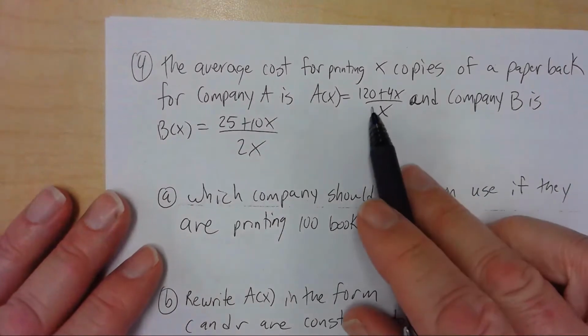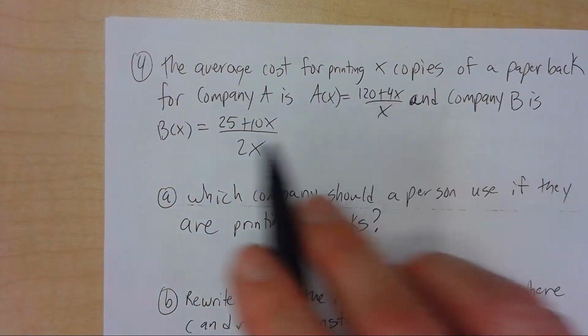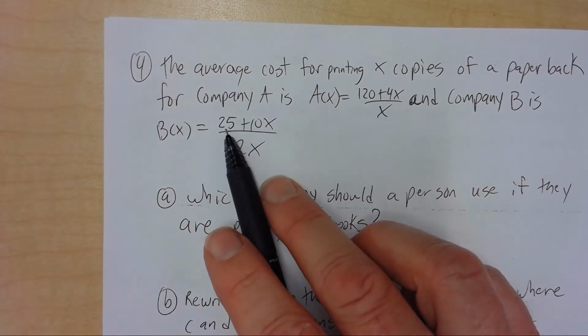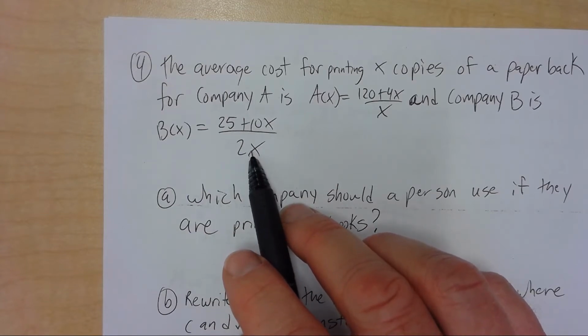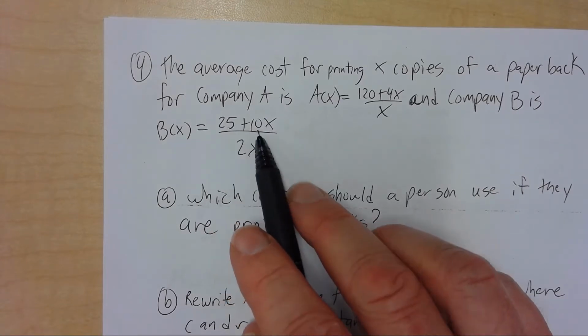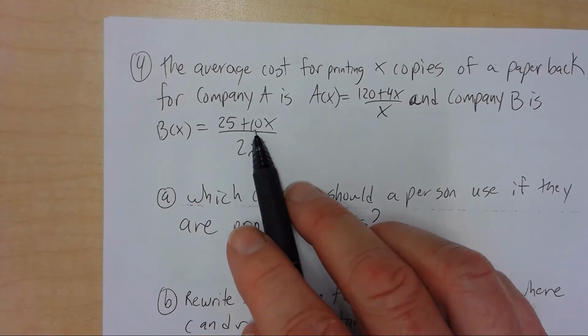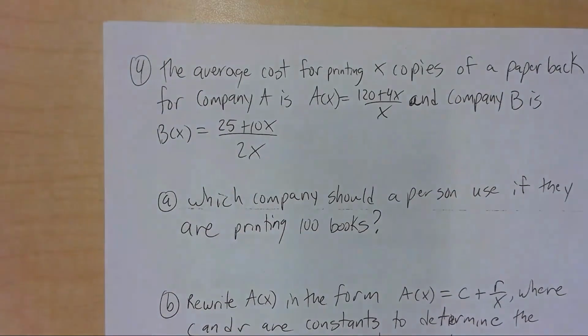This is that average cost problem. So it's like $120 to set it up, $4 a thing, $25 to set up, $10 a thing. But this is divided by 2x, which is kind of weird compared to the other ones. Basically, the 2 would divide into that to make it $12.50, and then 2 would divide into that to make it 5. So it's really $12.50 and 5, but they put a 2 there to kind of throw us off.